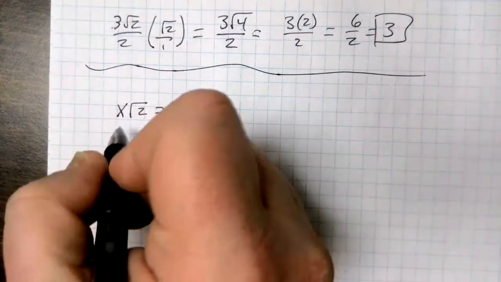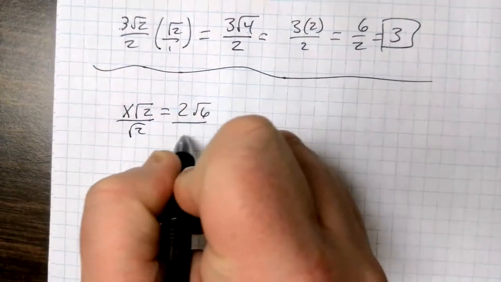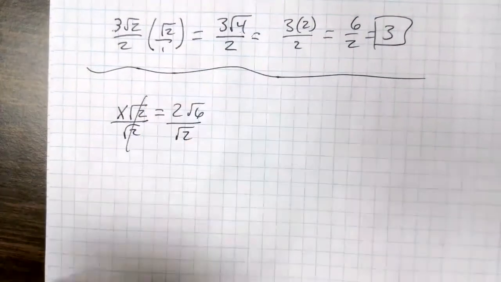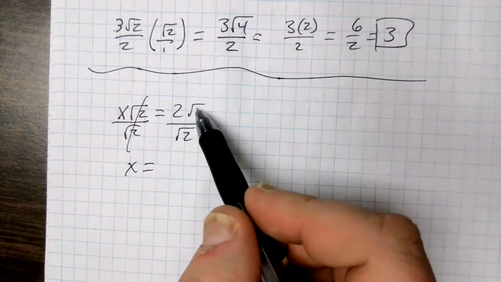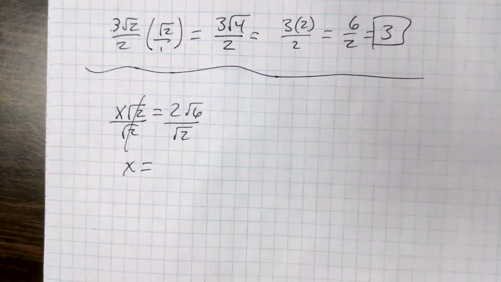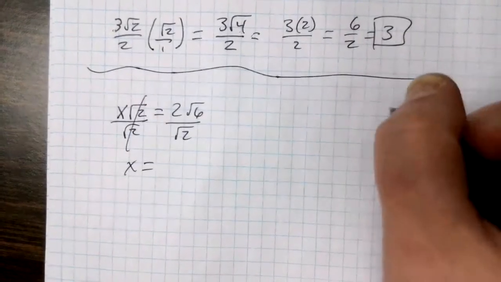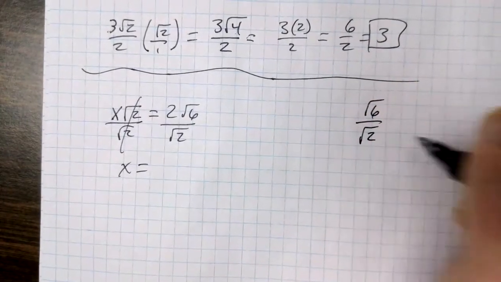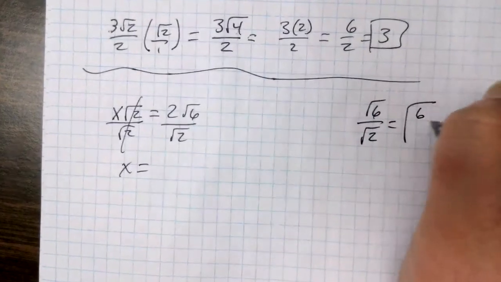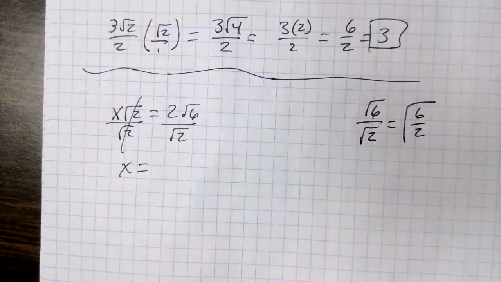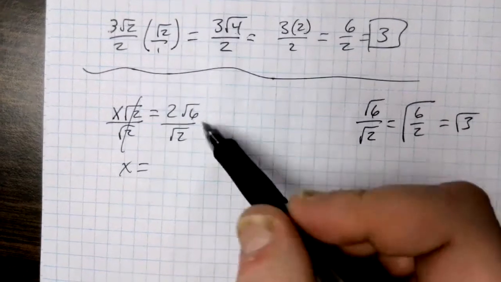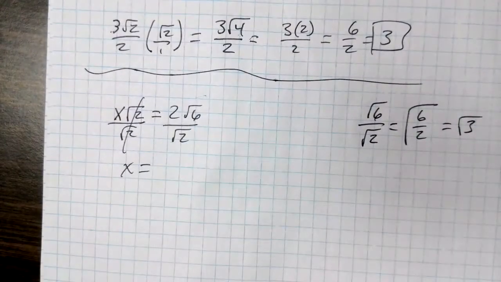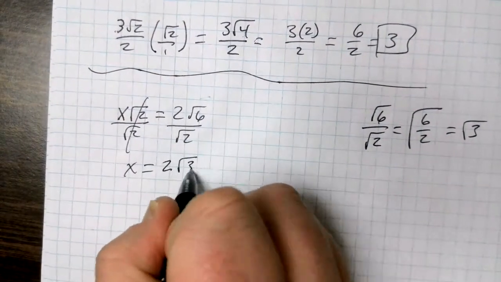Now we've got to solve this. We're going to solve for x. We divide both sides by the square root of 2. The square roots of 2 cancel. And now I get x equals, well, the square root of 6 divided by the square root of 2 is the square root of 6 divided by 2, and 6 divided by 2 is 3. So this simplifies, and I end up with 2 square root of 3.